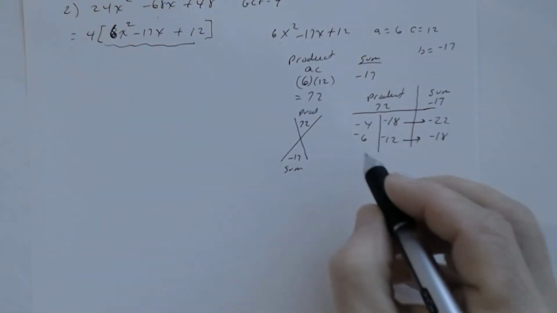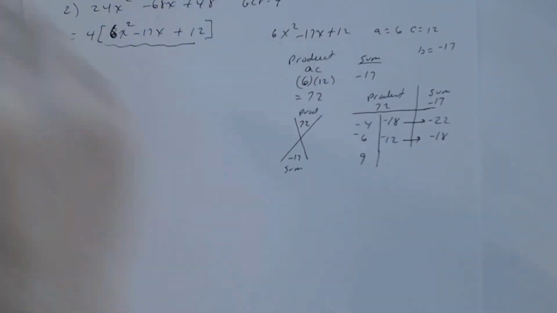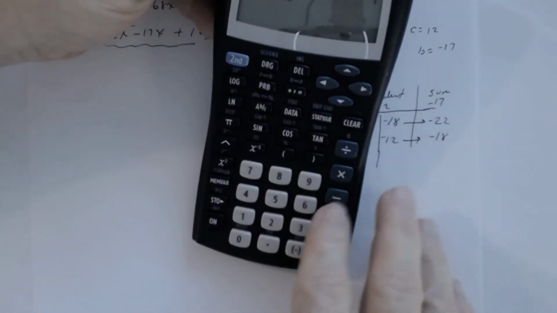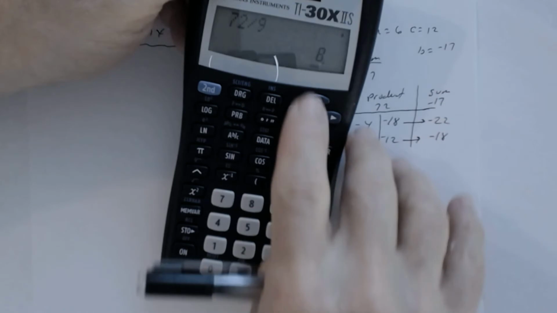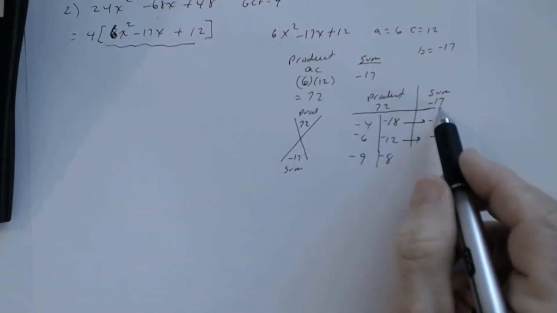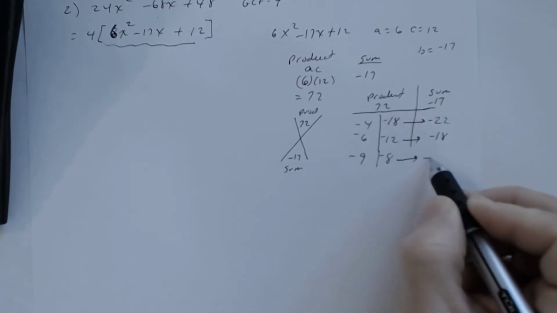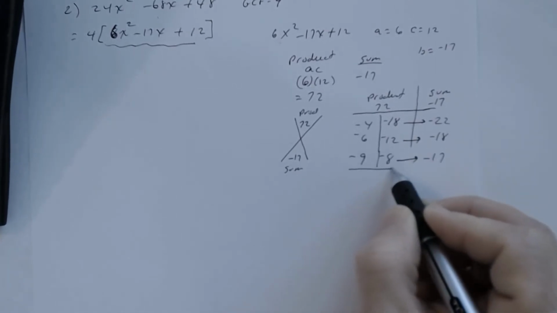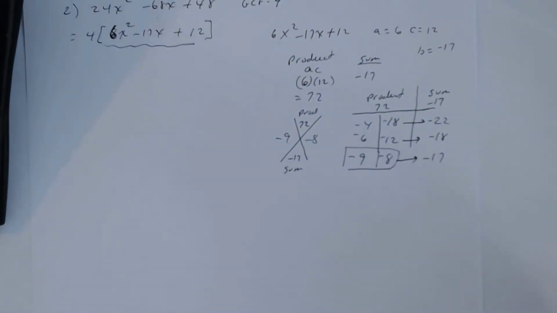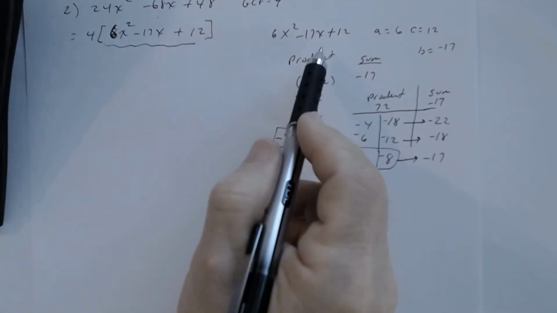So 3 times 3 is 9, right? And so 72 divided by 9 gives me 8. Again, they both have to be negative because I want my sum to be negative. And then look what happens. What is negative 9 and negative 8? Negative 17. So I found it, right? So I'm going to put negative 9 and negative 8 here. And so those are the two numbers I'm going to use to rewrite this middle term.